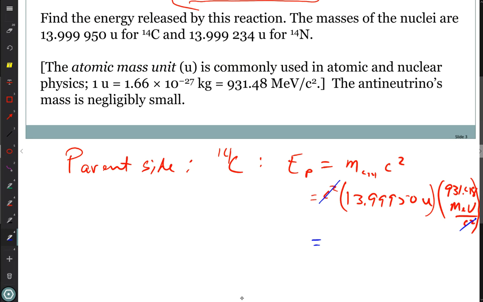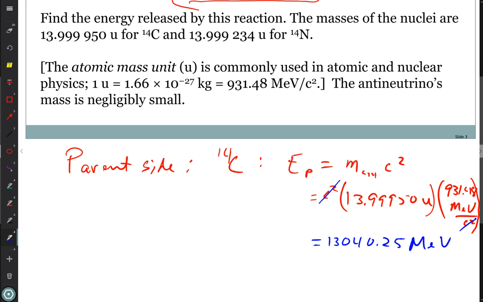And so the energy of the parent, and I see you got out the phone, so I'll let you calculate it, 931.48 times 13.99950. 13,040.25. 13,040. Okay. And the units, mega electron volts.